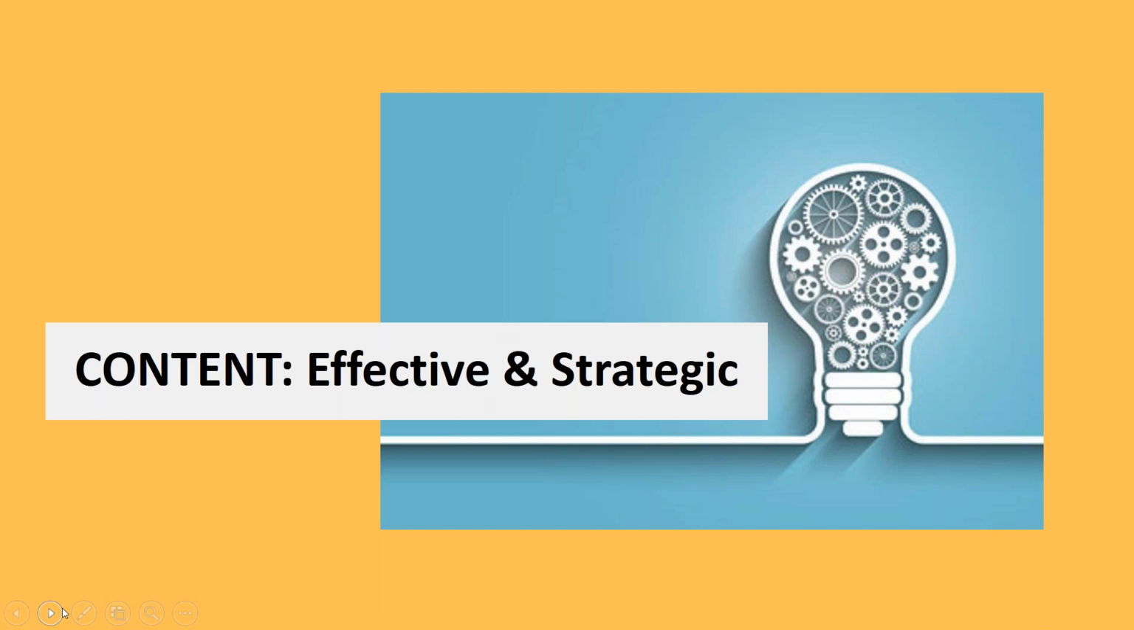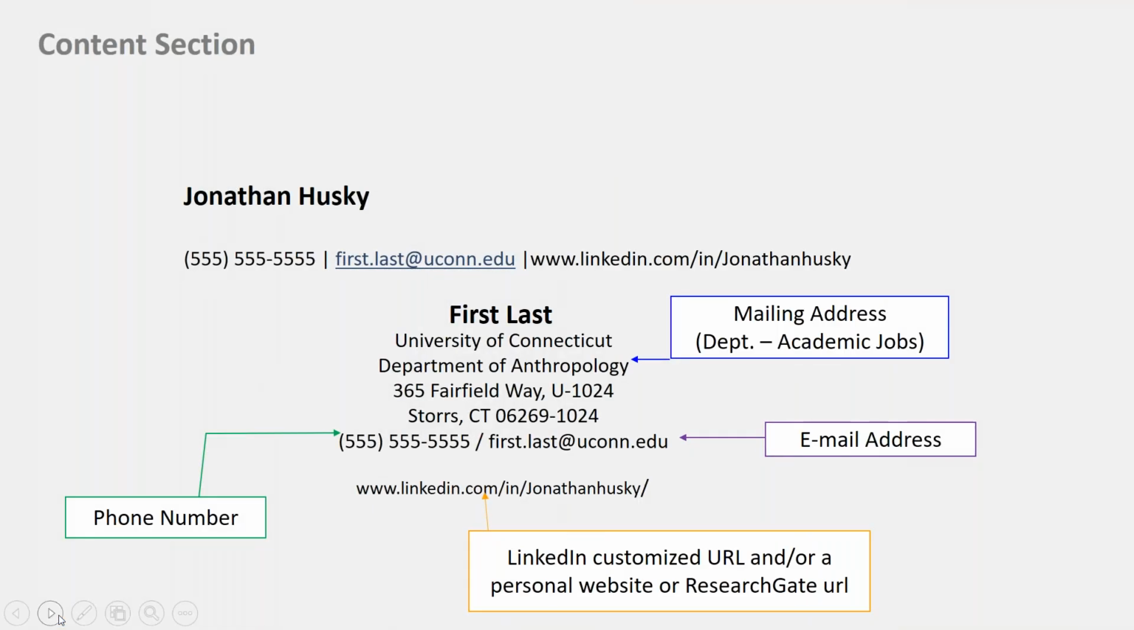Now let's move on to some of the more common content sections in a CV. We won't get to all of them, but we'll focus on some of the major sections. The first section is your contact information, and there are a couple of examples on this slide.